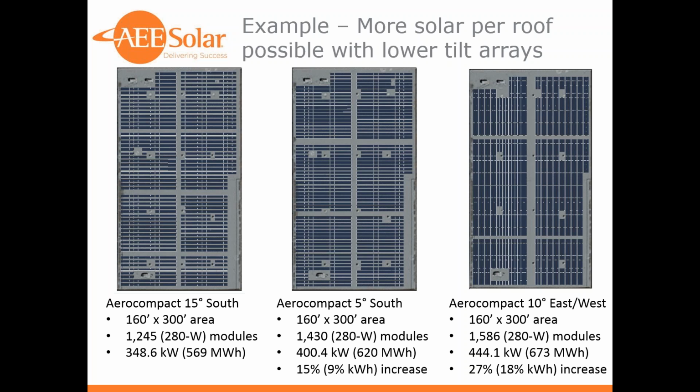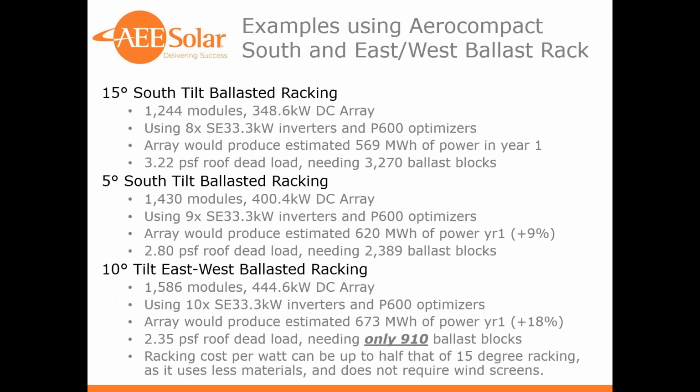If we switch to the east-west spacing on the same roof surface, same area, we got an extra almost 50 kW on the roof, and that resulted in 673 megawatt hours produced for the business owner, and that was an 18% increase over the 15 degree south example. And this is, I think, most important here.